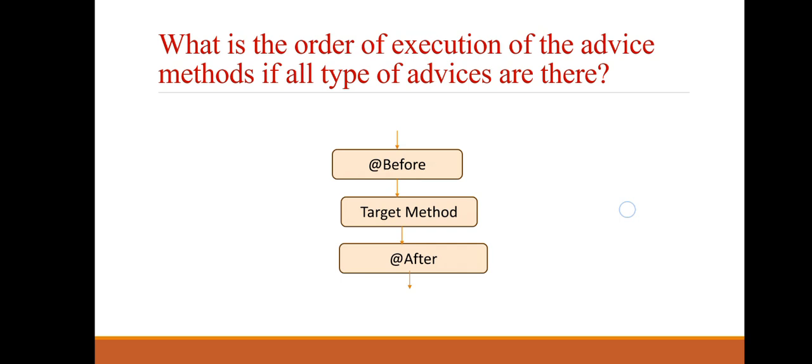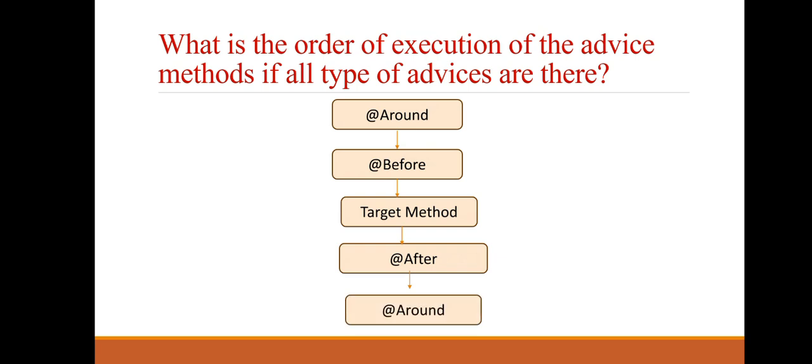Also if we have @Around, then that will be given the first priority. So even before the @Before advice, the @Around will be executing, and even after the @After, this @Around will be executing. So the input will be handled by @Around only, and the output also will be handled by @Around only. And we have two more advices left, right?